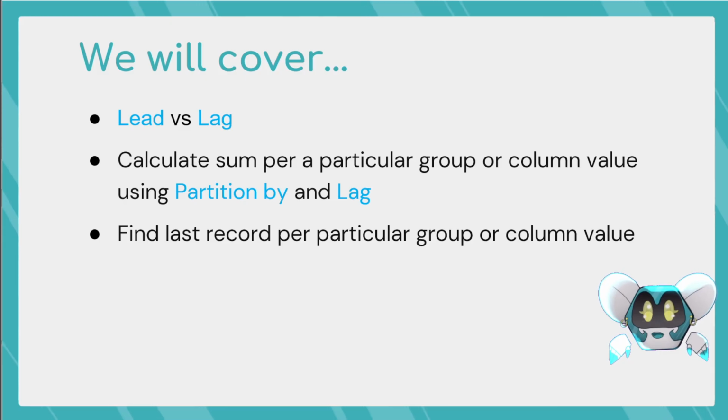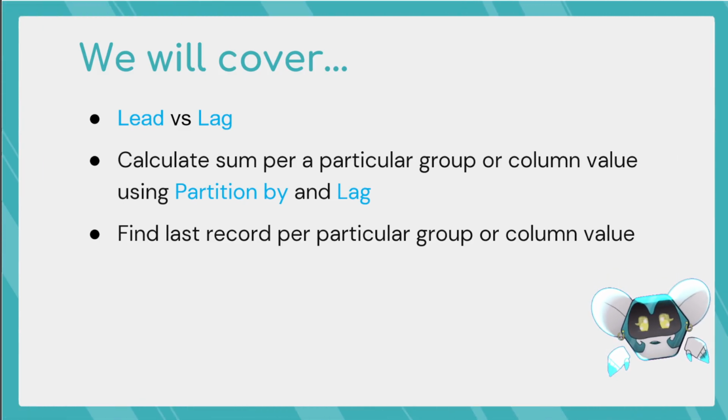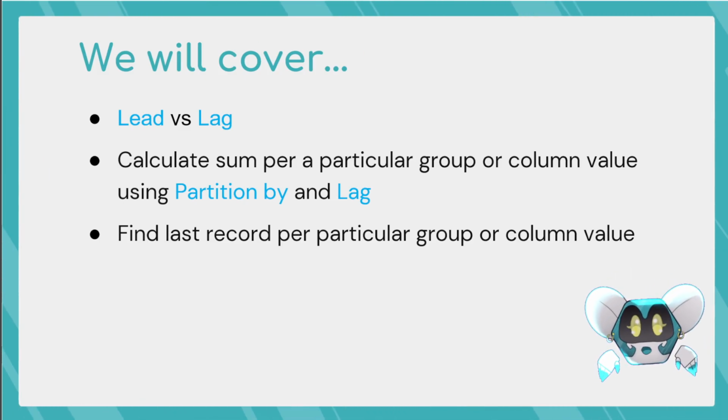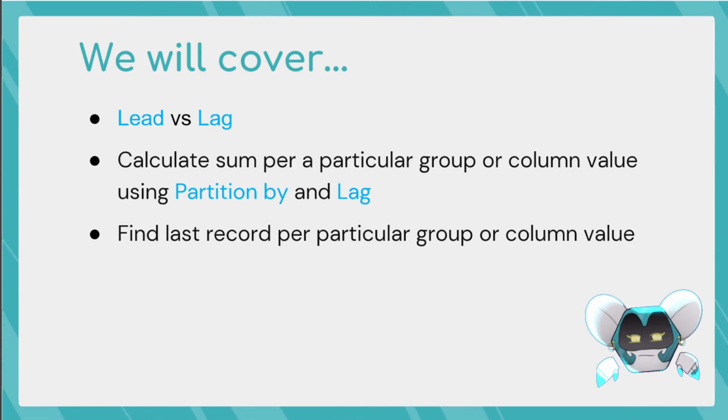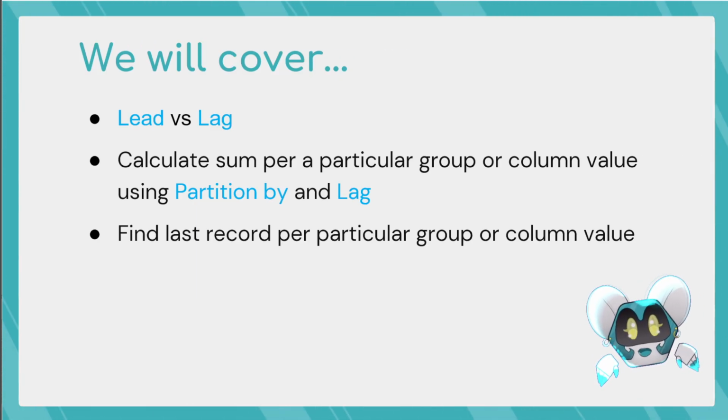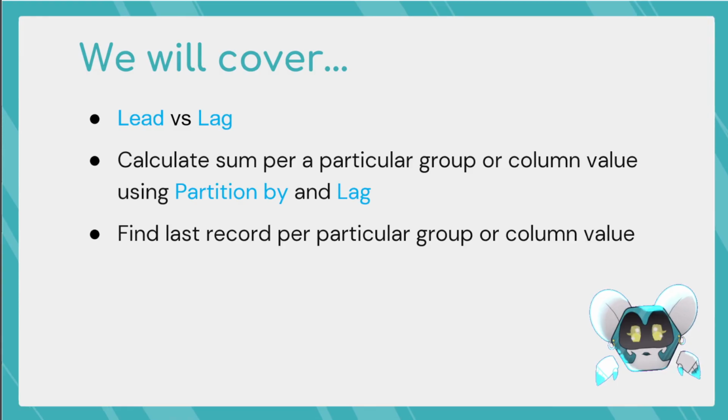We will cover lead versus lag. We will calculate the sum of an amount column per a particular group or column by using partition by and lag. And also, again, find the last record per category.